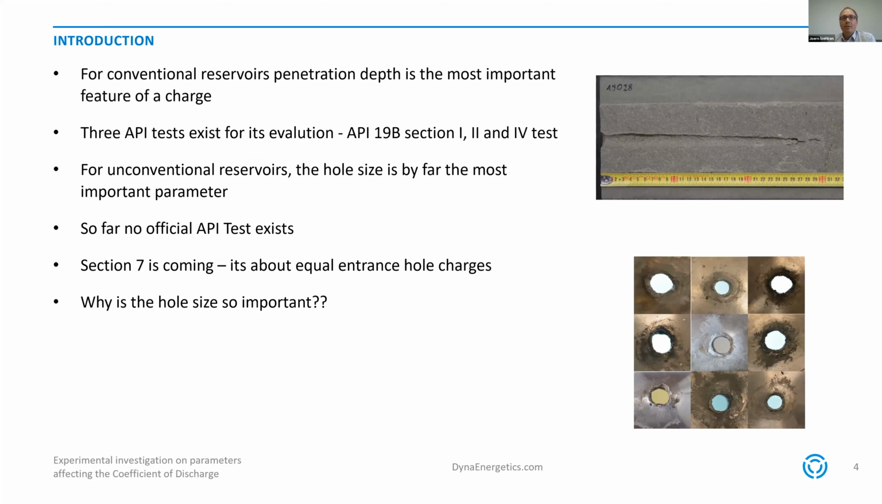So until now, for conventional reservoirs, people were mostly looking at penetration depth, as this is the most important feature of a charge. So we have 3 API tests for its evaluation. But for unconventional reservoirs, actually the hole size is the most important parameter. We see this with the importance of equal entrance hole charges on the market, but there are not so many API tests at the moment. We have a Section 7 which is coming, but we thought there is a need to evaluate the flow performance of perforations. Why this is important, I'd like to explain on the next slides.